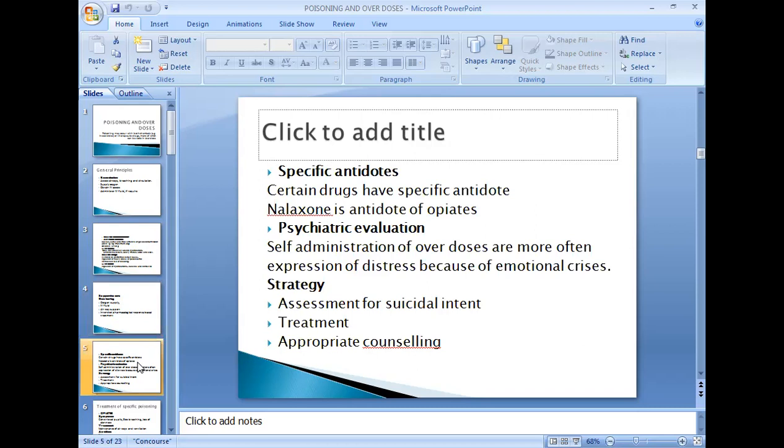Then we have some antidotes for specific drugs, like naloxone is the antidote for opiates. Then we also have to monitor the psychiatric state of the patient. Self-administered overdoses are more often an expression of distress because of an emotional crisis that can be because of suicidal intent. So the strategy is assessment of suicidal intent and treatment based on such circumstances. And the second step should be appropriate counseling of such patients.